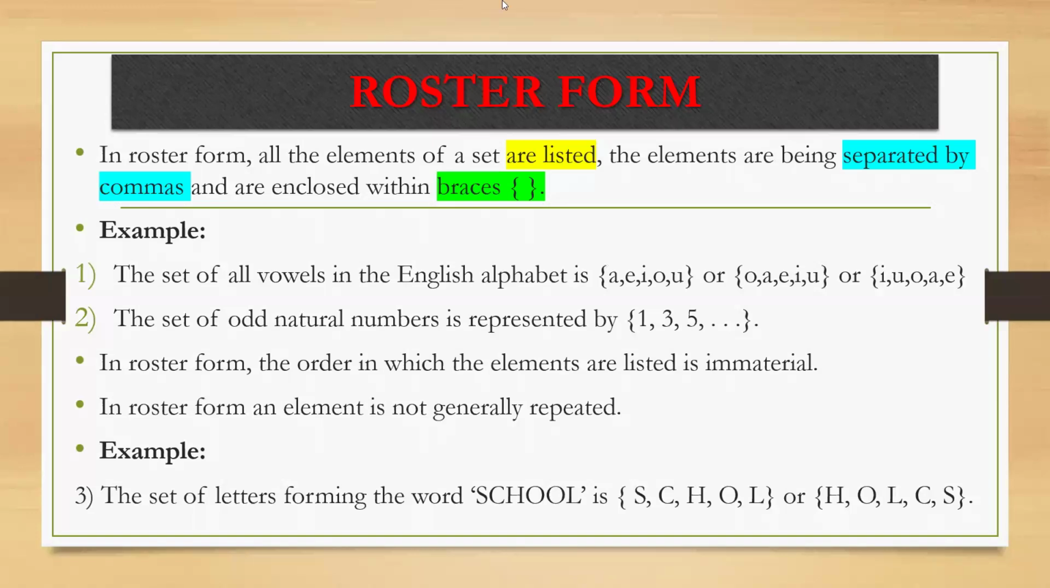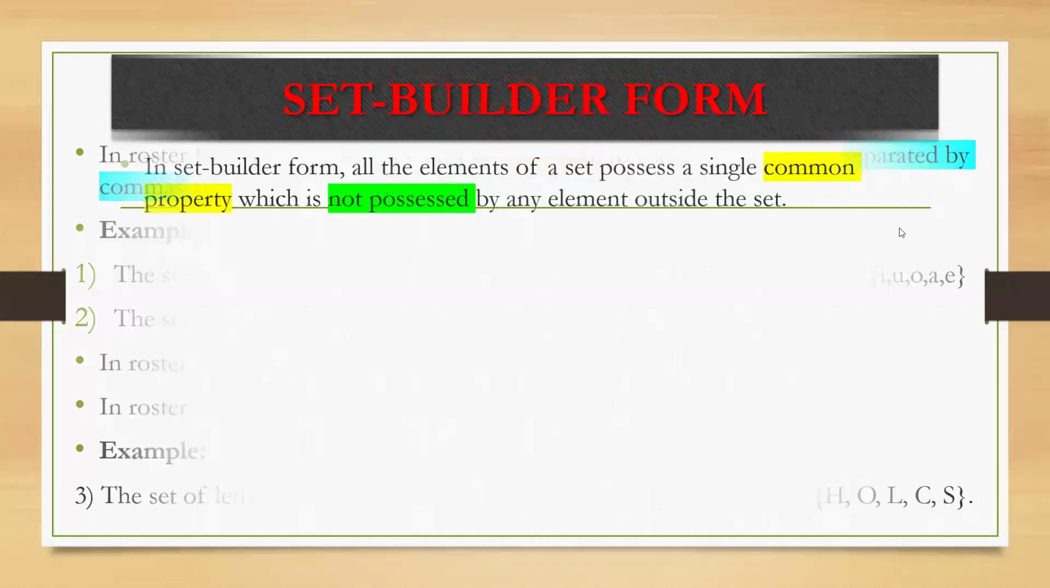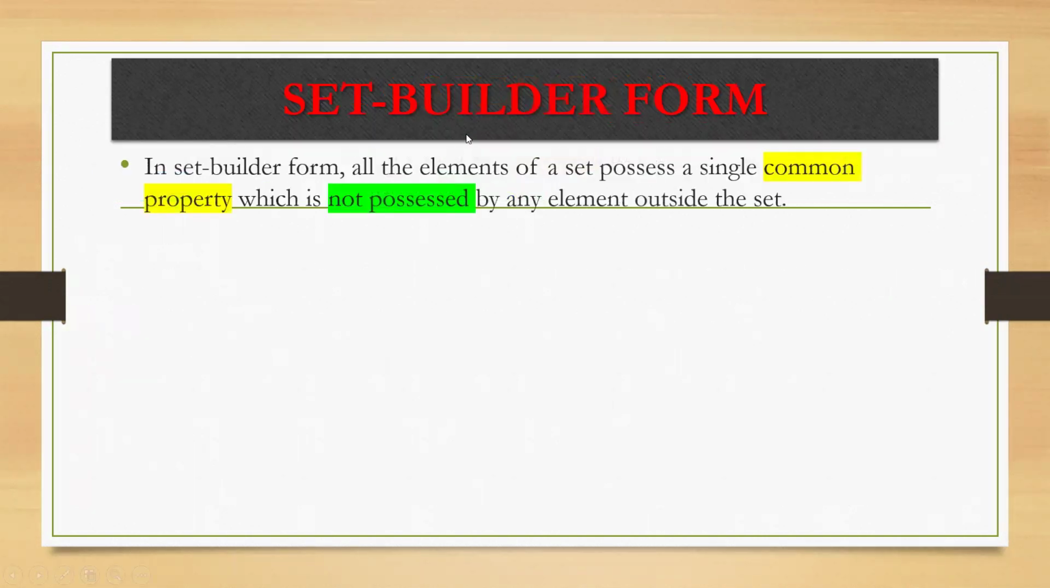So this is all about the roster form. The next representation of a set is by the method of set builder form. So how is set builder form written? The definition given here is: in set builder form, all the elements of a set possess a single common property which is not possessed by any element outside the set.